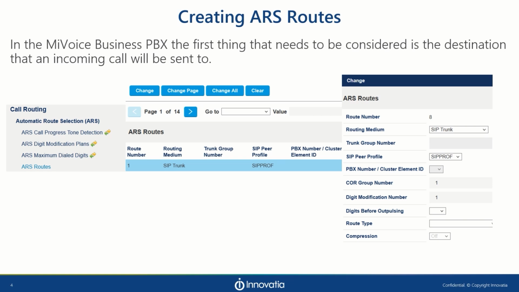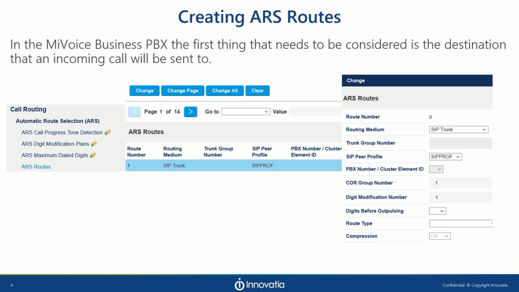Now, I did mention that we do have a couple of other routing medium choices. So for example, if we were to select a TDM trunk as our routing medium, that choice would gray out or disable the SIP peer profile value, because obviously for TDM you don't need a SIP peer profile. However, it will then enable the trunk group number field, because TDM trunks require specifying a very specific port, a very specific cable, in order to send calls out or receive calls over that particular trunk.